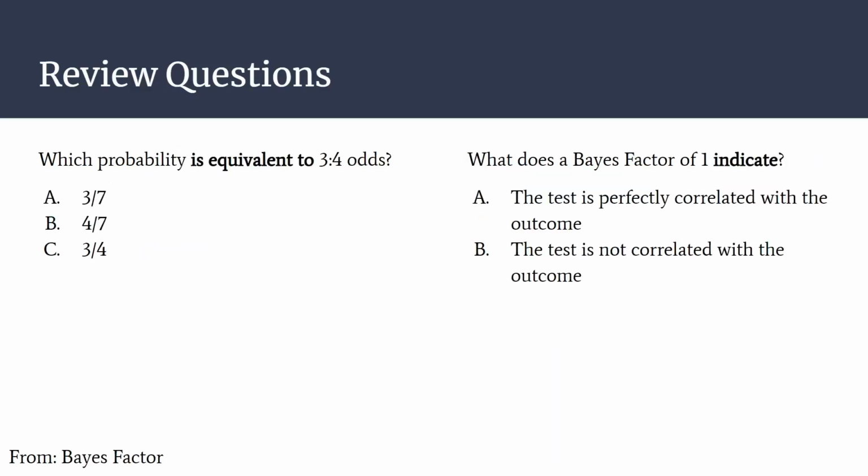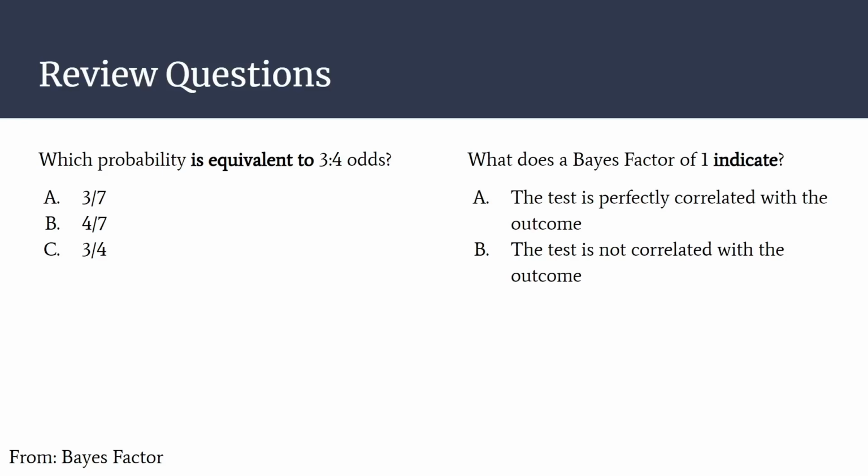These next questions are related to the Bayes factors lines. The first question asks, what probability is equivalent to 3 to 4 odds? The answer to this question is A. Odds show successes and failures, but probability shows successes in the combined total. To convert, just add the two terms from odds and replace the second number with the new one.